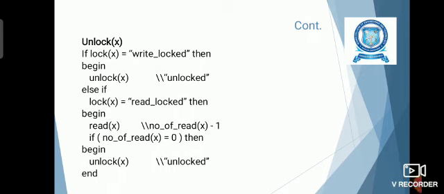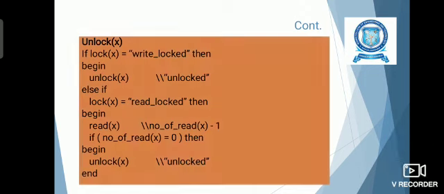Then it is the coding for unlock of X. If lock of X equal to write locked, then any transaction has to put unlock. Else if lock of X equal to read locked, then any transaction can execute read of X. So if a data item is in read lock state, any number of transactions can perform read operation. So after that, a transaction will execute unlock of X operation.